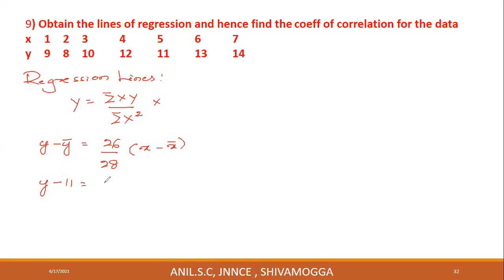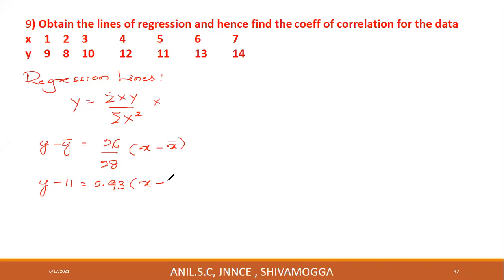This is equal to 26 by 28. Calculate this. 26 by 28 is 0.929, approximately 0.93. No problem if you write it as 0.929. 0.929 can be approximated to 0.93. You can write in either way.